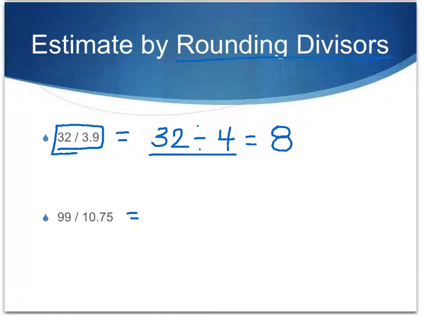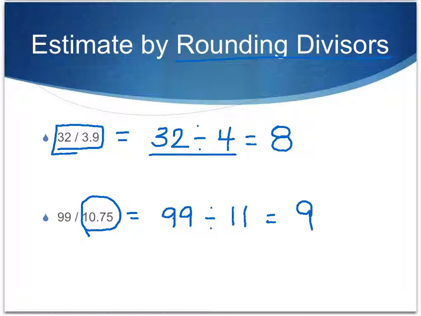So I take a look at 99 and 10.75, and what comes to mind right now is 99. I know that 11 times 9 is 99, so therefore I'm going to leave 99 by itself and divide it by 11, because 10.75 is very, very close to 11. It rounds up to 11, so 99 divided by 11 is 9.